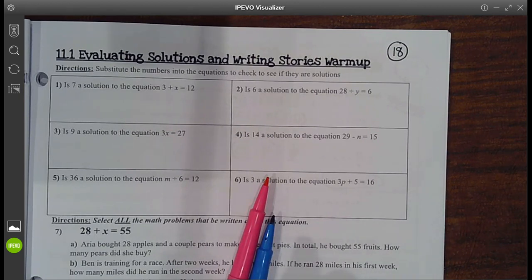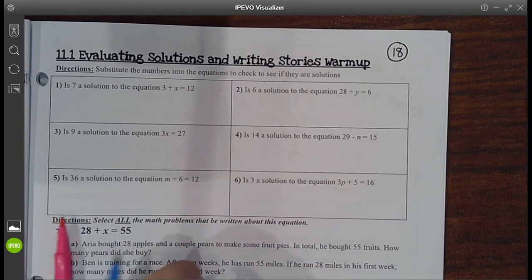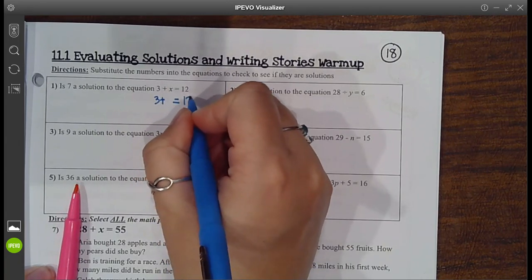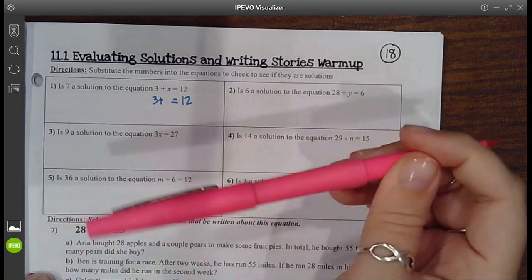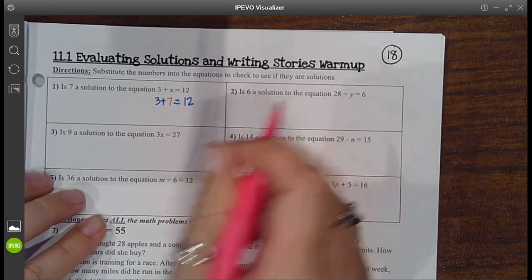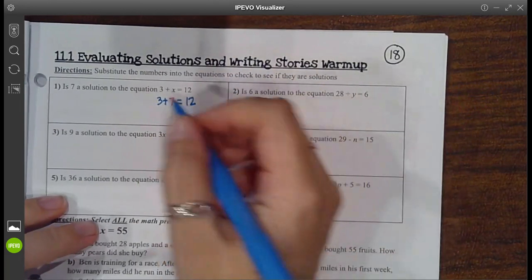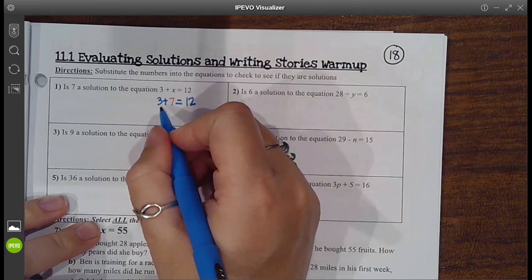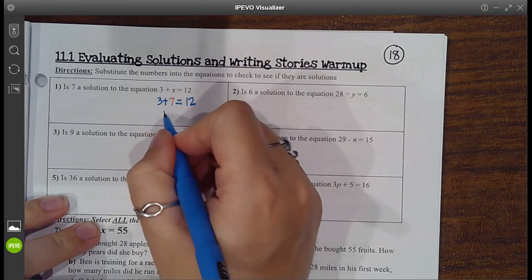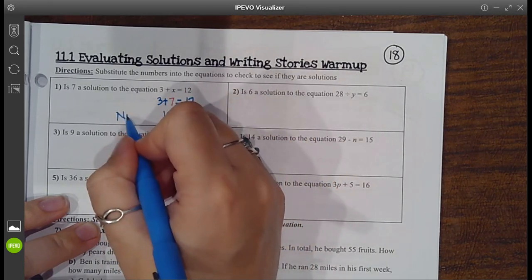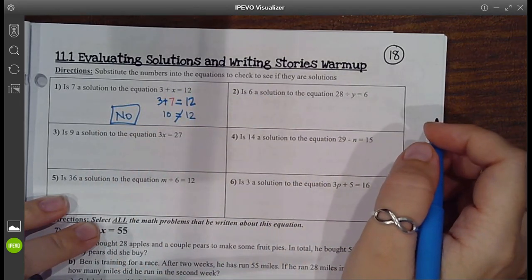All right, so for the first ones up top, when you want to check to see if something's a solution, you have the same exact equation. The only thing that you change is that I'm going to substitute in what they tell me for my variable and then check to see if it makes a true or untrue statement. So I plugged in 7 for x, and then I'm going to see if it makes a true statement or not. We'll simplify the left. 3 plus 7 is 10 equals 12. Is 10 equal to 12? Nope, not a true statement, which means that 7 is not the solution.